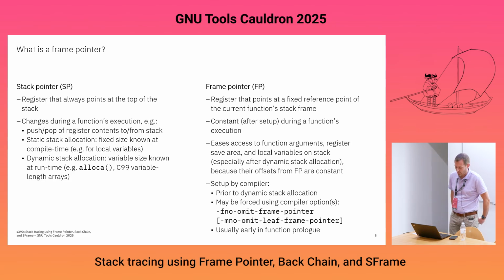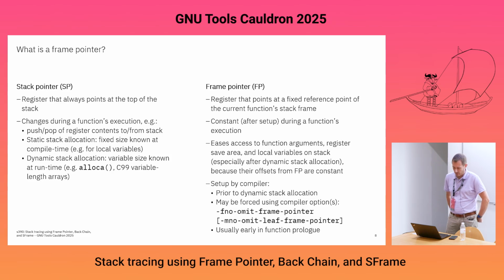In contrast, the frame pointer is a register that points at a fixed reference point of the current frame. So it's constant after setup during the function execution, and it eases access to function arguments, in case of s390, the register save area, and local variables on the stack, especially after dynamic stack allocation, because all those offsets from the frame pointer are then constant.